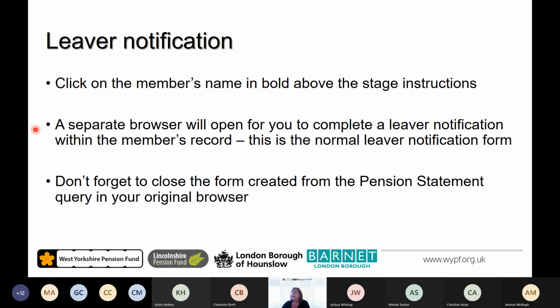So click on the member's name, a separate browser opens. Don't forget to close the form once you've submitted the leavers form. Okay.